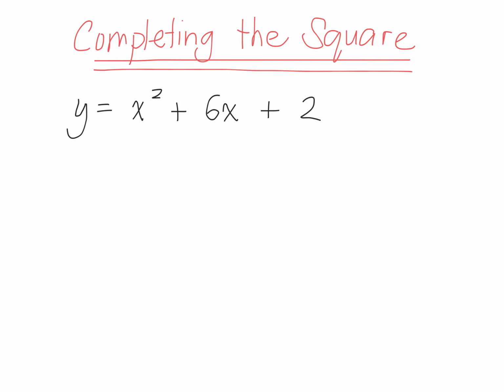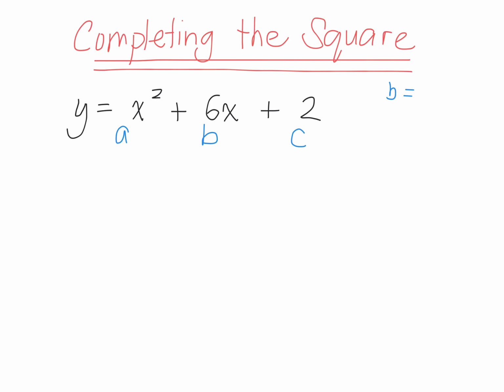I've given you an equation in standard form, and you need to create a perfect square trinomial. Right now, is this a perfect square trinomial? No. How do you know it's not a perfect square trinomial? I have my A, B, and C. Let's just quickly go over how do you know if something is a perfect square trinomial?